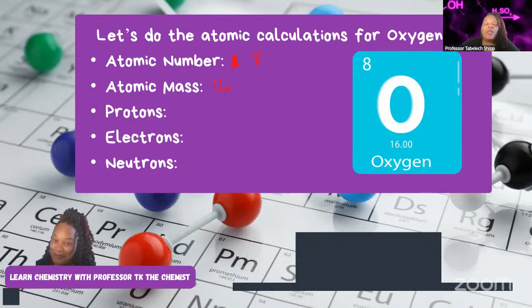And now, how do we get our protons and electrons? Remember, the atomic number was 8, therefore our protons and our electrons are also 8. Now, for our neutrons, all we're going to do is subtract the atomic mass number minus the atomic number. So 16 minus 8 gives us 8. And that is our atomic calculations for oxygen. All right, let's move to the next example here.